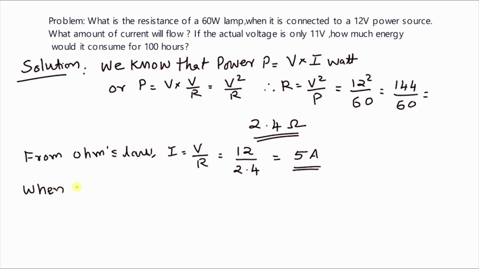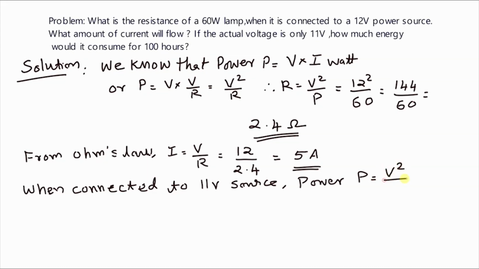When it is connected to an 11 volt supply, power P is equal to V square by R, that is 11 square divided by 2.4, that is equal to 121 divided by 2.4, that is 50.4 watts.